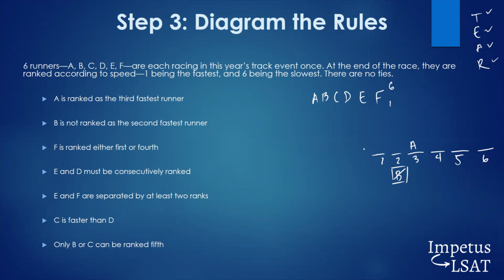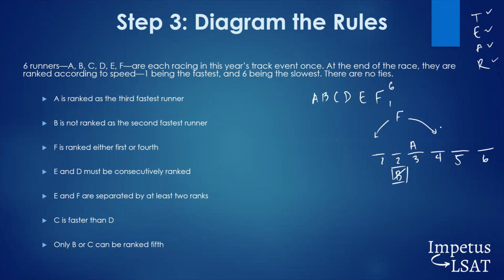Next up, we have F is ranked either first or fourth. Okay, so this is providing two different options for F. I still don't know exactly where F goes. So what I'm going to do in this case is I'm going to actually have F hovering above the game board with arrows pointing to its options, okay?